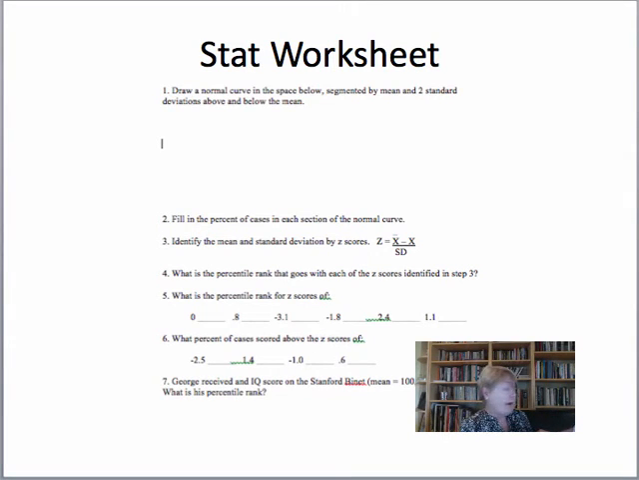So now you go ahead and you find a z-score of 0.8. I'm going to do the same thing. Got to put my glasses on so I can see the sheet. Find a z-score of 0.8 and write down what the percentile rank for a z-score of 0.8 would be.